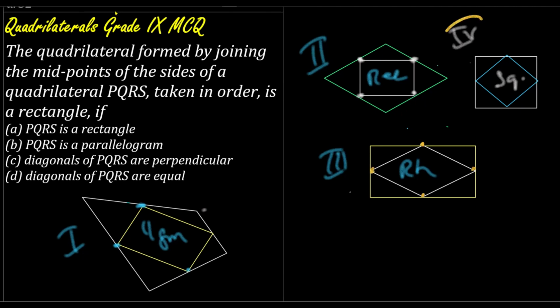And the fourth one is this, that is, the line joining the midpoints of a square will give you a square only. Right, so outside and inside is also a square. Now let's read the question.